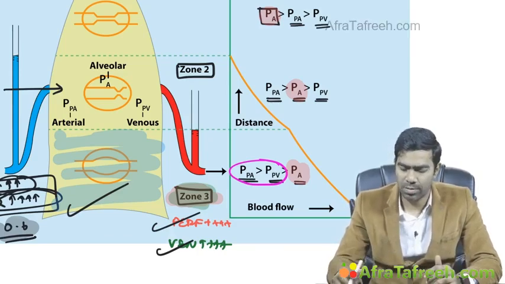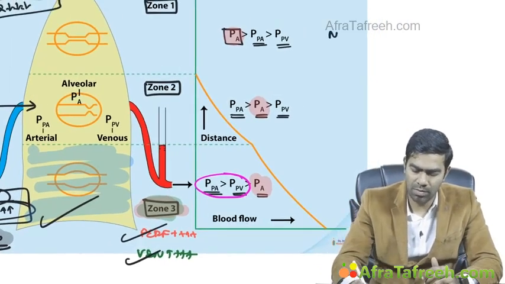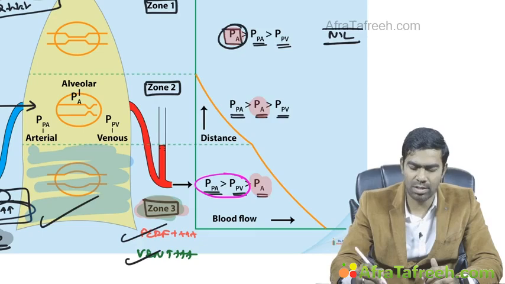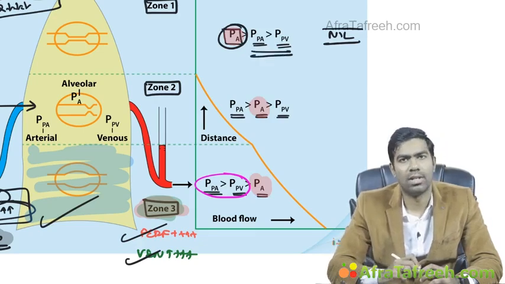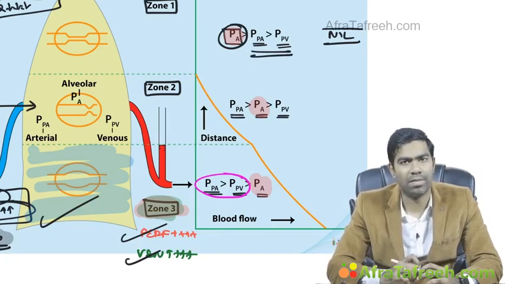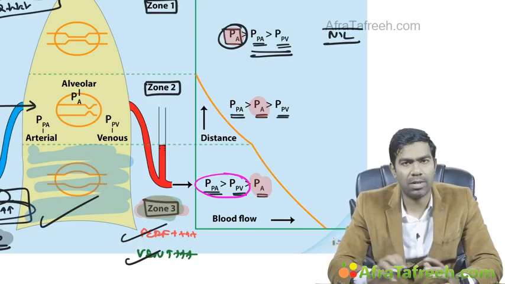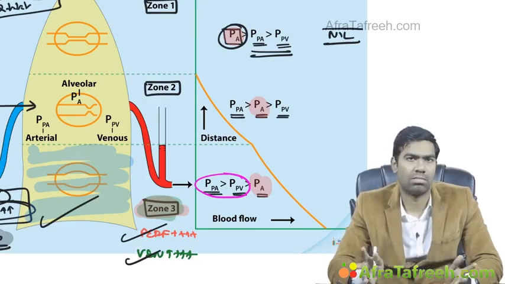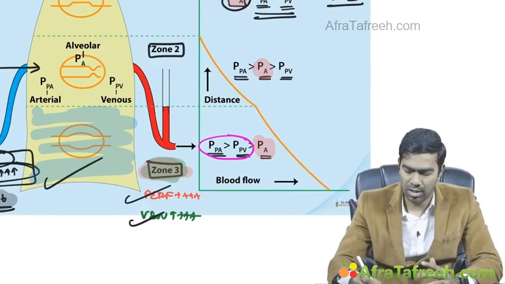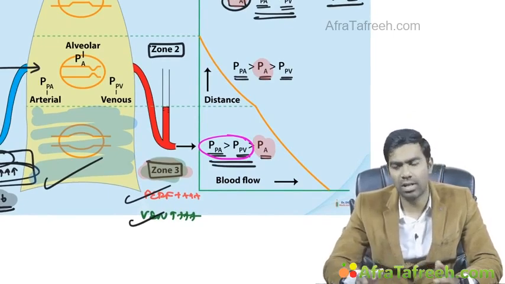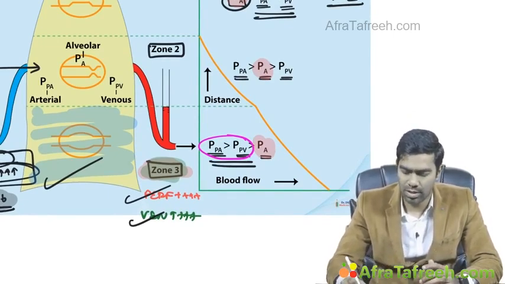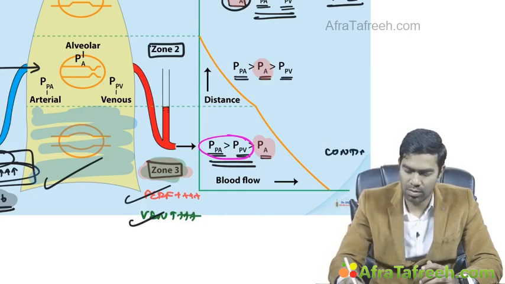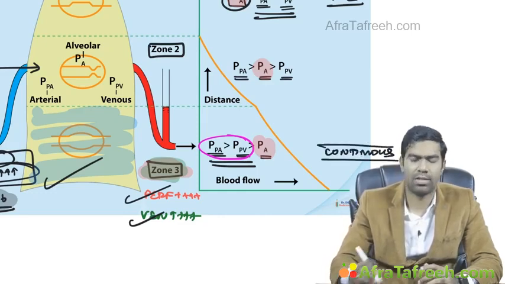Clear? So which means if you see the blood flow, here the blood flow is nil. Why? Because the alveolar pressure is the biggest and it's more than your pulmonary arterial and pulmonary venous pressure. Because of that, there will be no blood flow happening. Here, since the arterial and venous pressures are continuously high, you will get continuous blood flow throughout the cycle.